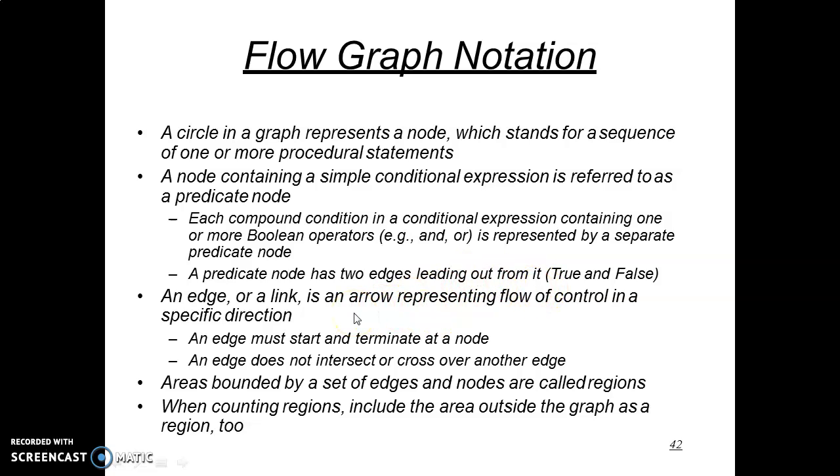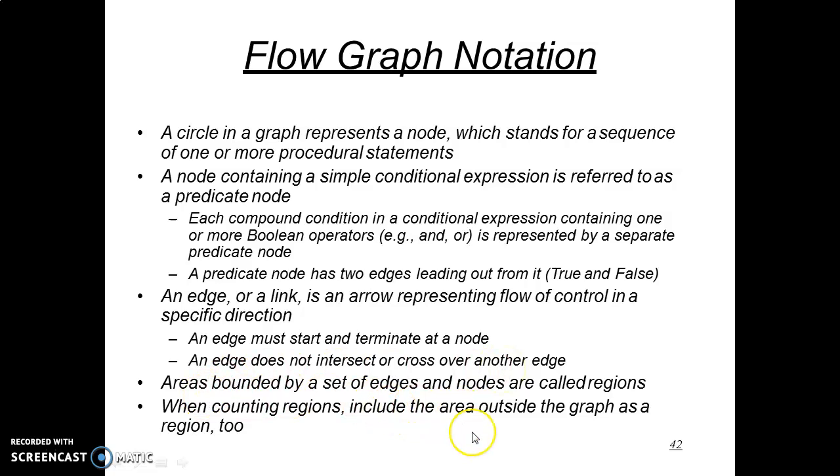An edge or a link is an arrow representing flow of control in a specific direction. So first is a circle that represents a node, then we have a conditional expression, and then we have an edge or a link that is represented with an arrow. An edge must start at a node and terminate at a node. An edge does not intersect or cross over other edges.